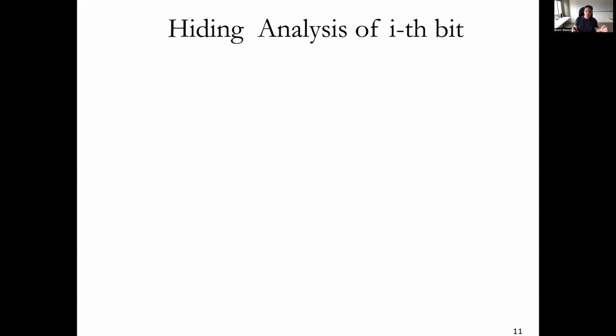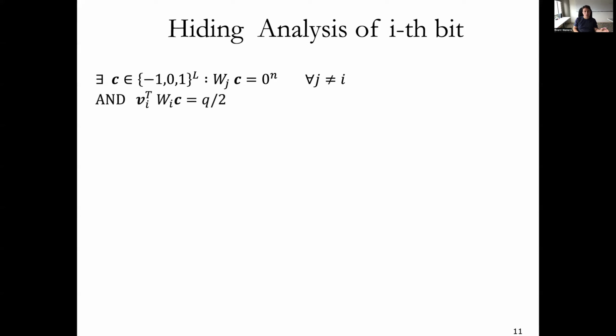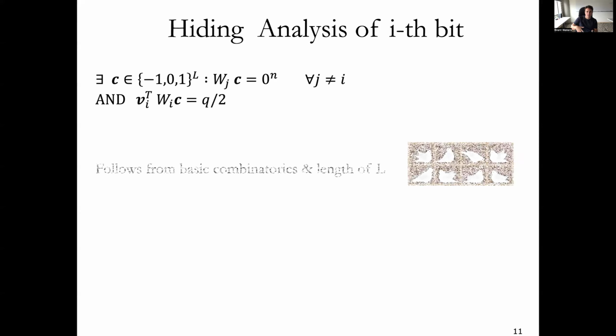Let me try to give you a quick overview of why hiding holds. The first part of our analysis will be to show that there exists a vector C with very short entries, just entries in -1, 0, and 1, where Wj times C is equal to the 0 vector for every bit j other than i. And moreover, if you take Vi times Wi times C, you actually get Q over 2, so in some sense, the exact midway point. Okay, and we'll see in a second why having such a vector is important.